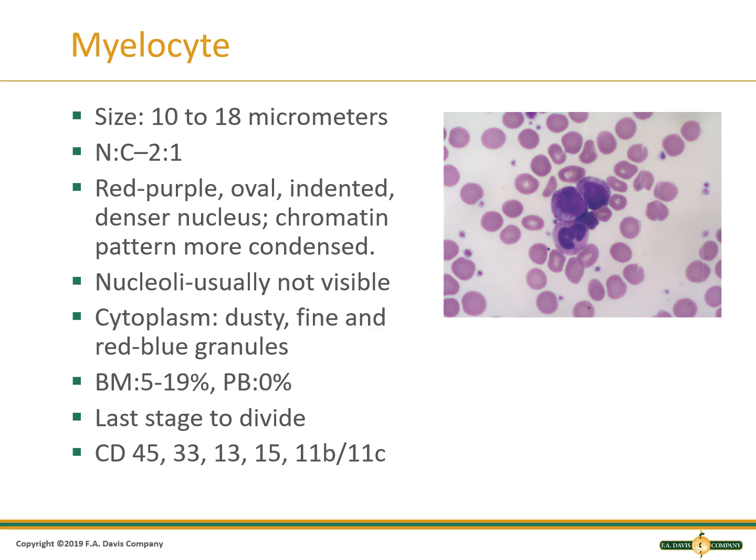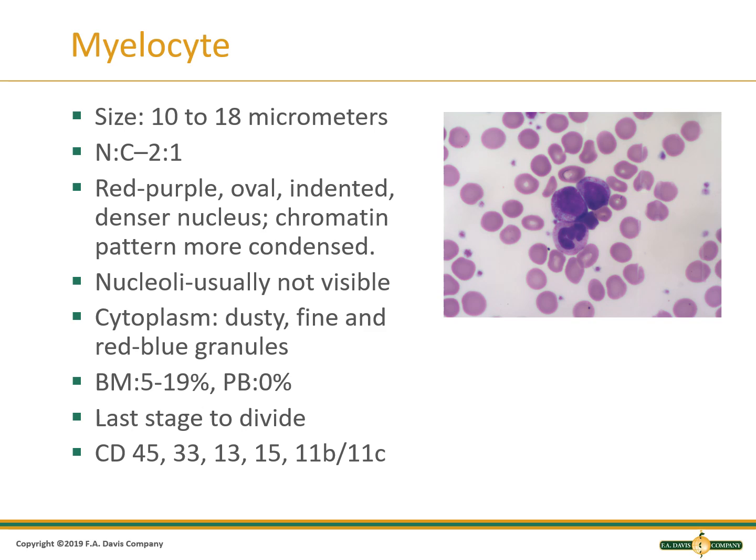Next, we have the myelocyte, which is 10 to 18 micrometers. Your nucleus to cytoplasm ratio is 2 to 1. This bottom cell is not a myelocyte, so don't look at that one, just the top two. You can see that the nucleus is eccentric on both of these. This is more towards the top, this is more towards the bottom. The chromatin pattern is much more condensed.